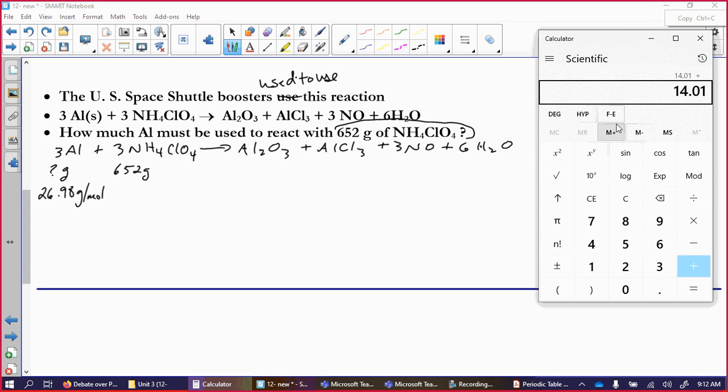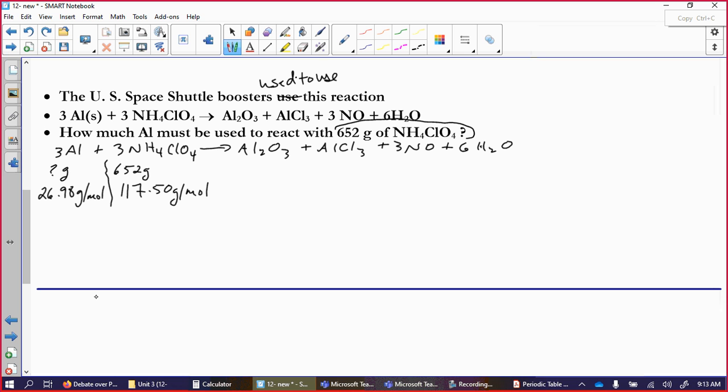Nitrogen is 14.01. 4 times 1. Whoops. Plus 35.45, plus 32, and 32 is 64. So the molar mass of this is 117.5 grams per mole. So what mass are we given? What do we want to find?